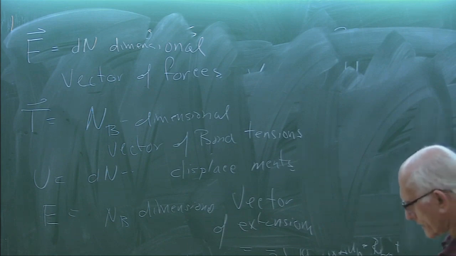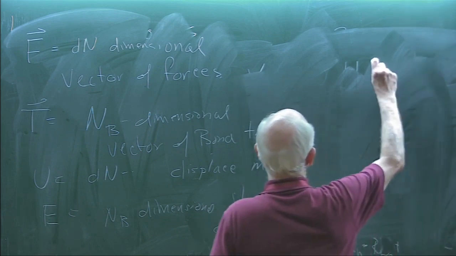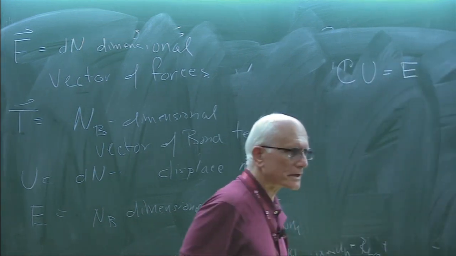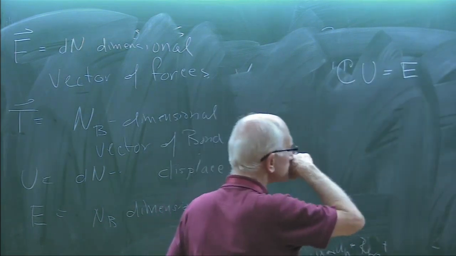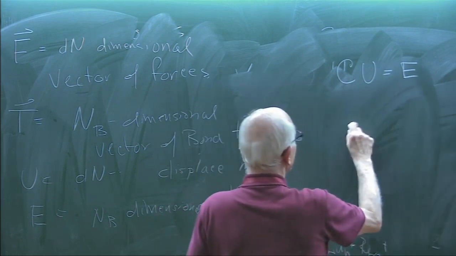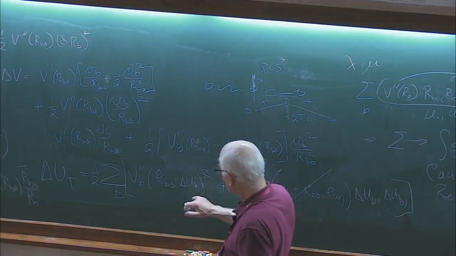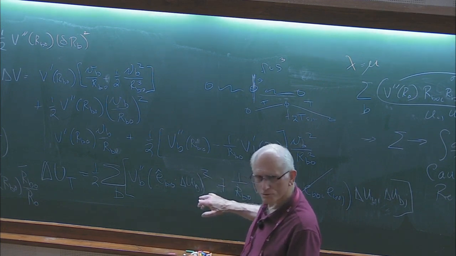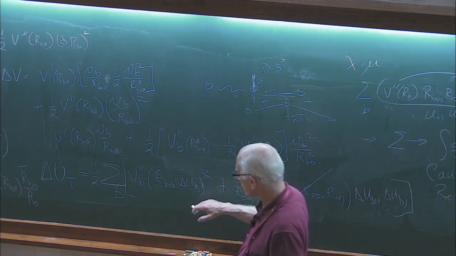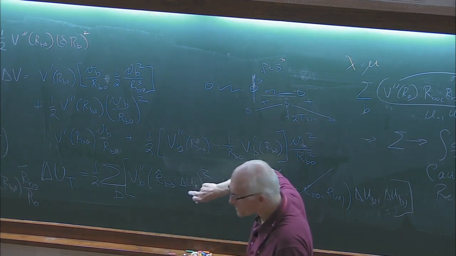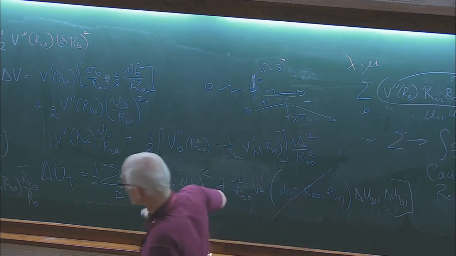So what did we do here? We argued that there's a linear relation that takes the U to the extensions, and that's easy to see, because remember what our energy over here is. Look at this. This is the extension of the bond B, right? But delta U_B is U_l minus U_l prime, which are the site displacements. So if I tell you what the site displacements are, I immediately tell you what the extension of this bond is, because it's along B.